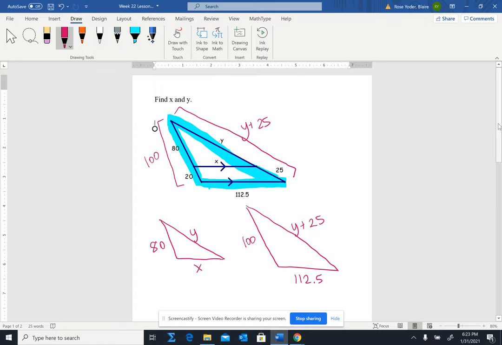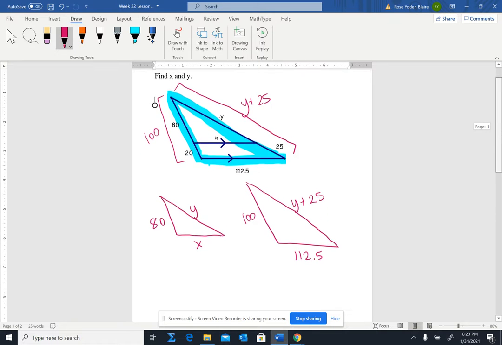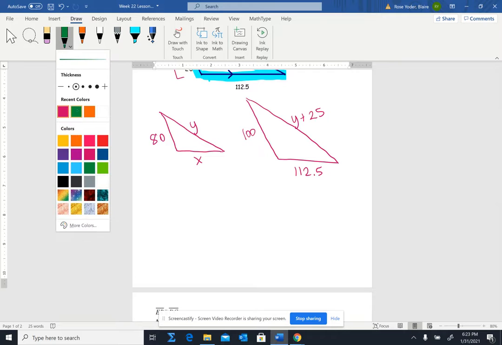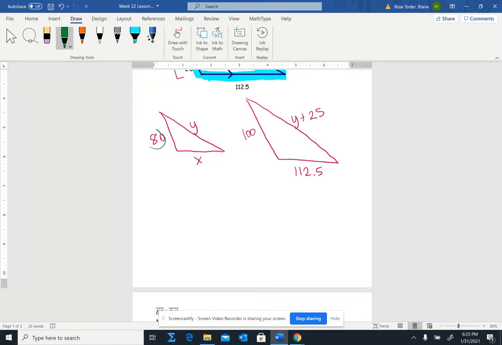Now that we've done that, that's the hard work. So now that we've recopied it, we can use our usual method of either using scale factor or setting up proportions to find x and y. I like the setting up proportions method. So I use the 80 and the 100 because those match up with each other.